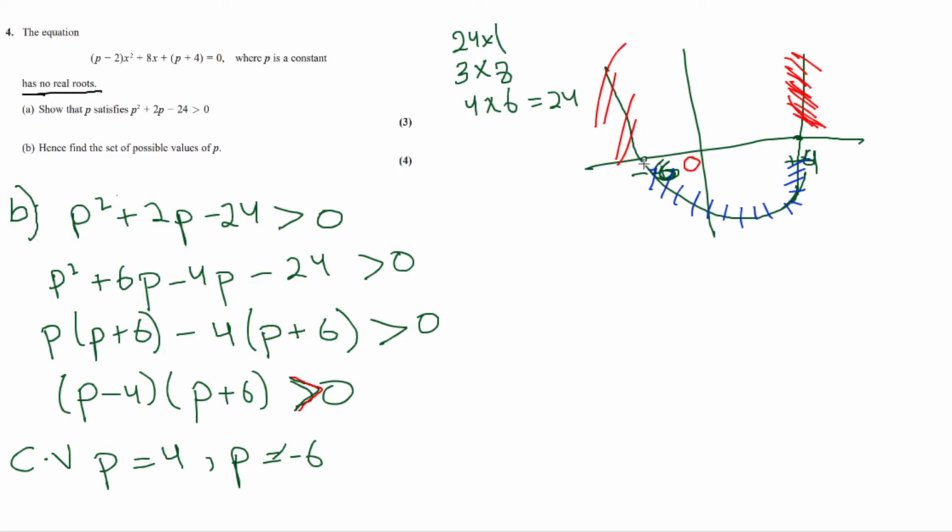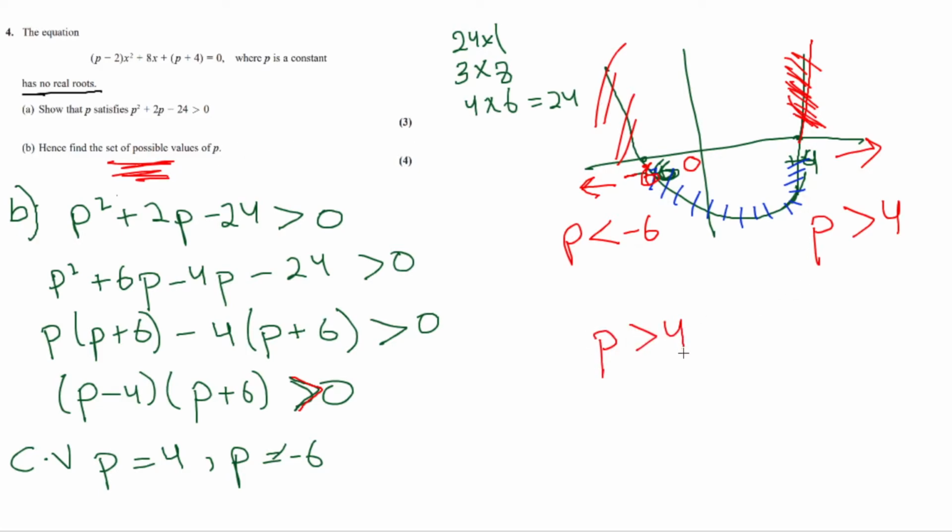Above 0, it is where p is less than negative 6. I'm just going to write this out again to make it clearer. This is negative 6, so it's to the left: p is less than negative 6. And here, the graph goes to the right, so p is greater than 4. So the set of possible values of p are p greater than 4 and p less than negative 6. I hope it was a clear explanation.